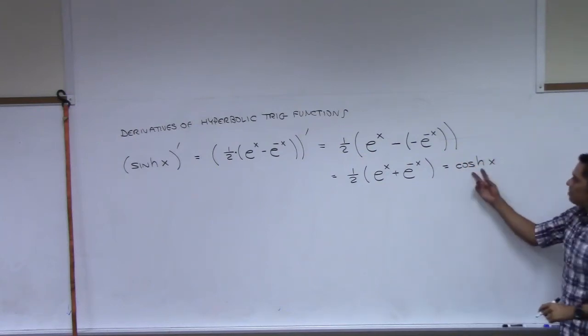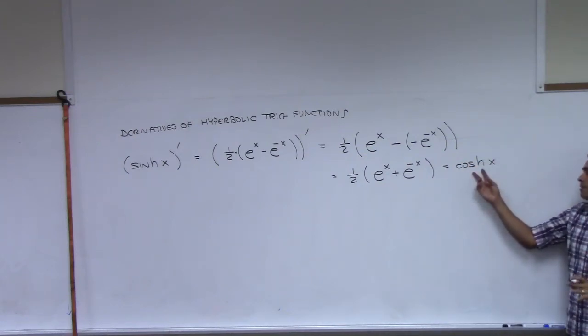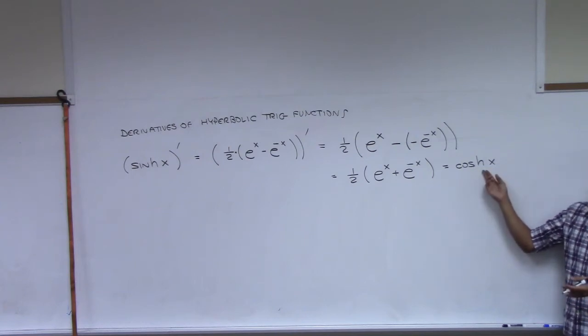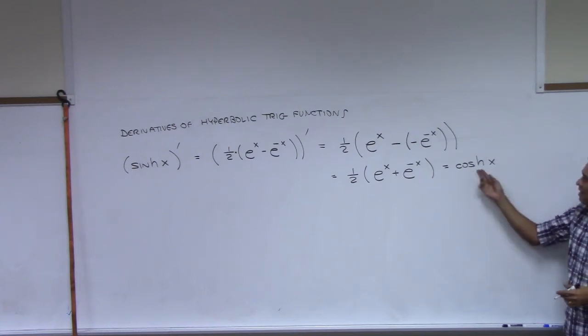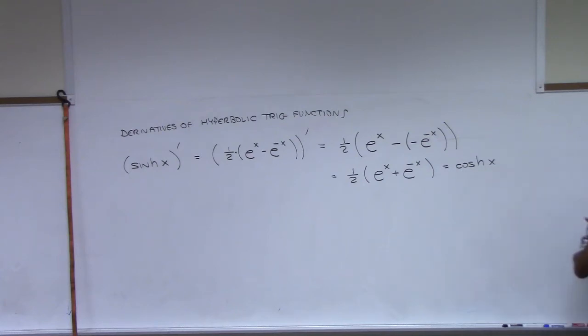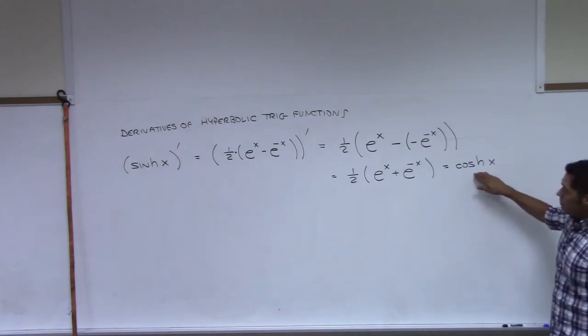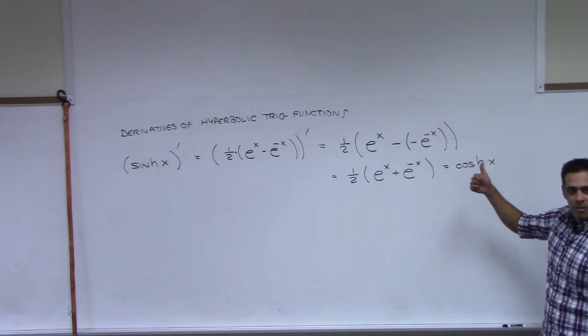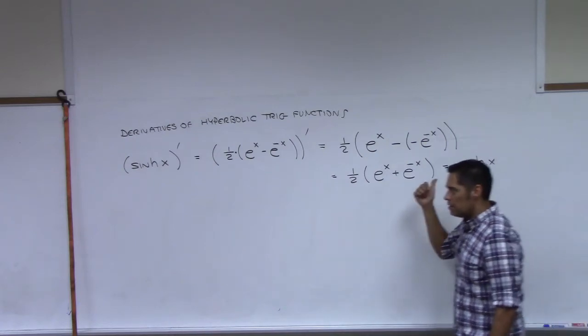Now, I've heard this said many different ways, usually two ways. Cosine hyperbolic of x, or hyperbolic cosine of x. You can interchange which one comes first. All right, good. That's good news. The derivative of hyperbolic sine is hyperbolic cosine.